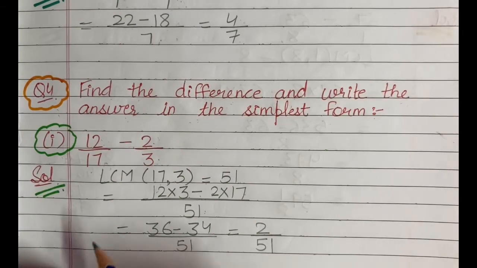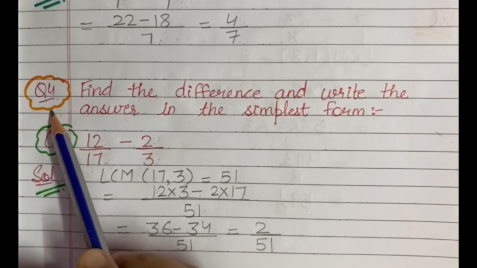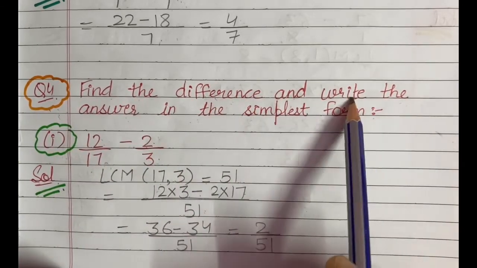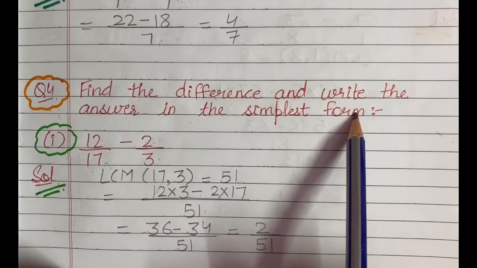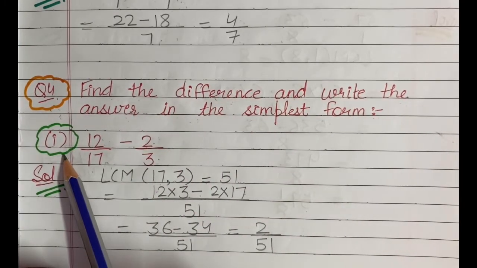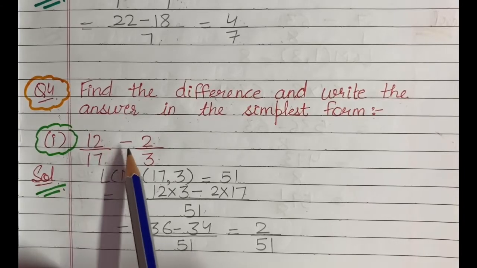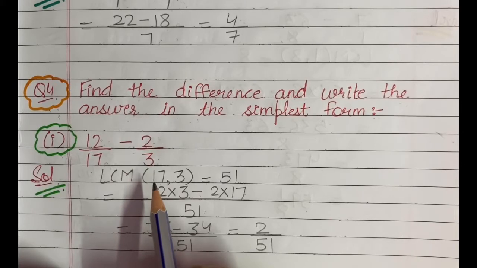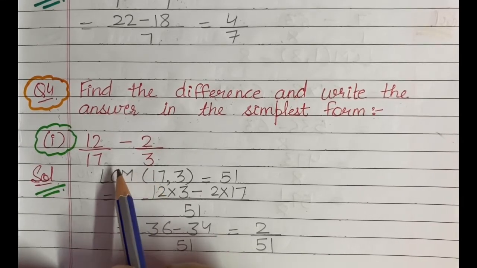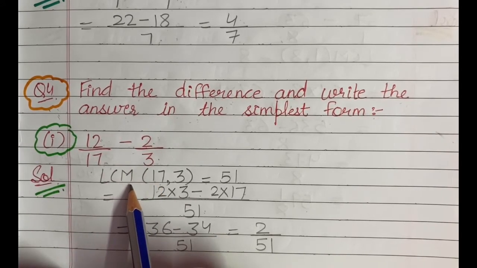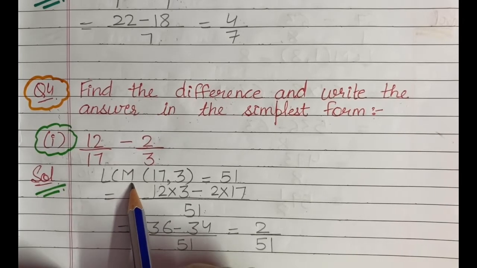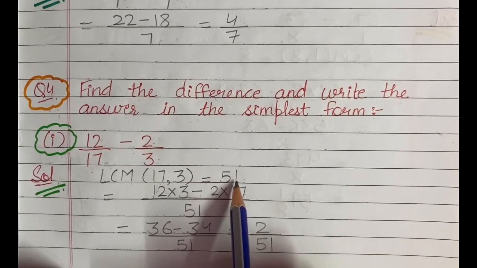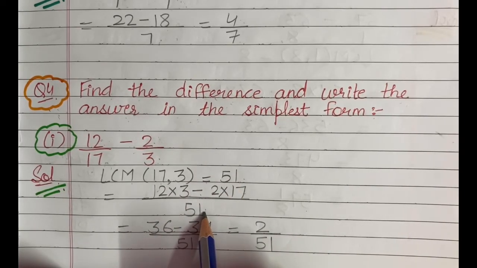Now students, in the example I have taken question number 4, which says find the difference and write the answer in the simplest form, and I have taken the first part: 12 by 17 minus 2 by 3. Now students, here the denominators are different, so our first step is to find the LCM of the denominators, that means the LCM of 17 and 3, and that is equal to 51. Now in the next step we will write 51 in the denominator.